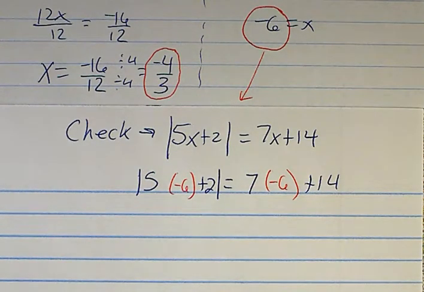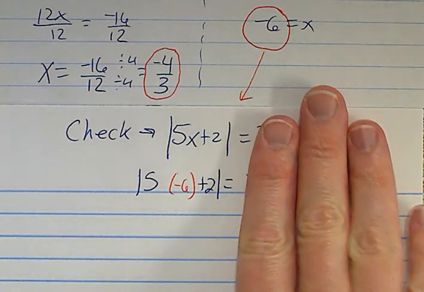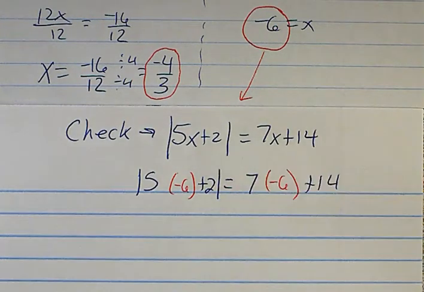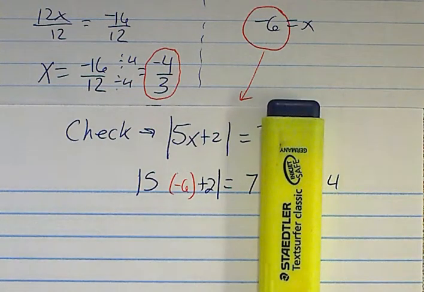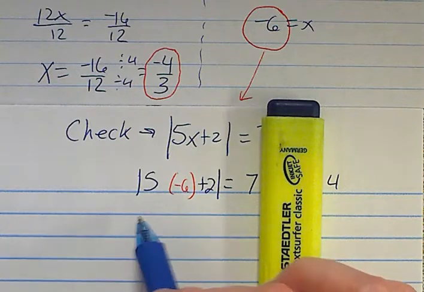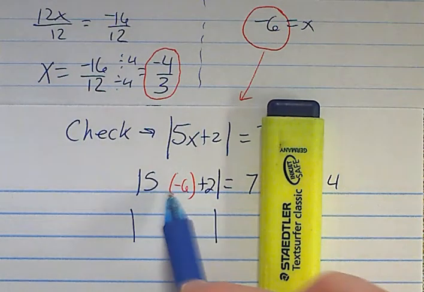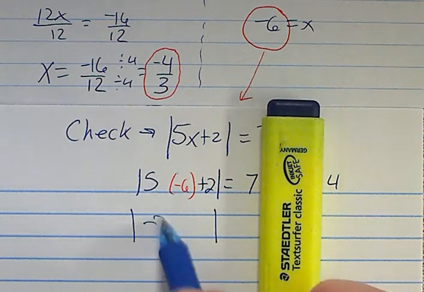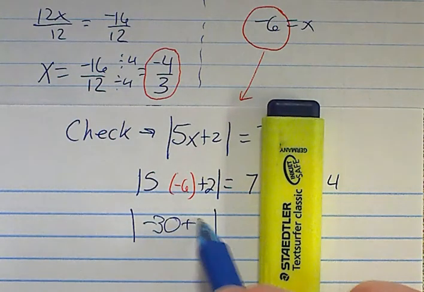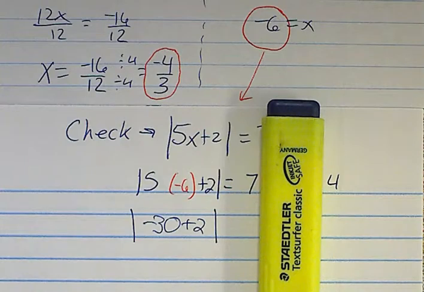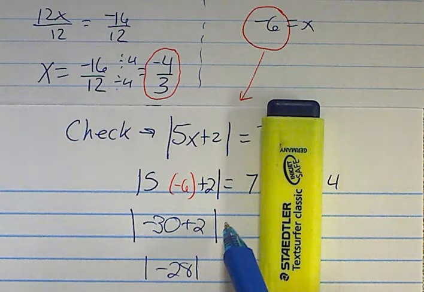Alright, and if you haven't worked with absolute values for a little bit, we'll just work on the left-hand side for a second. We'll come back to this right-hand side. So just kind of forget about that one for now. When you're working on this side, the absolute values are basically like parentheses. So you just work inside that parentheses. You've got 5 times negative 6 plus 2. We'll go ahead and do 5 times negative 6 for negative 30. And then negative 30 plus 2 will be negative 28.